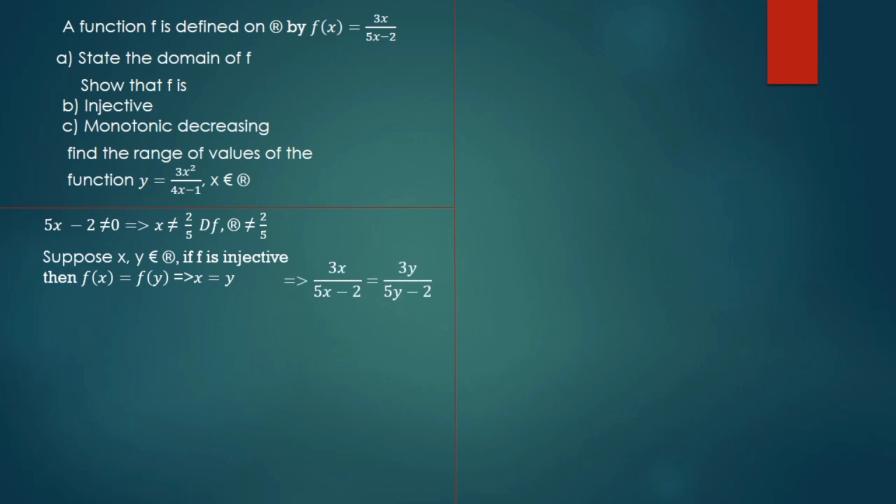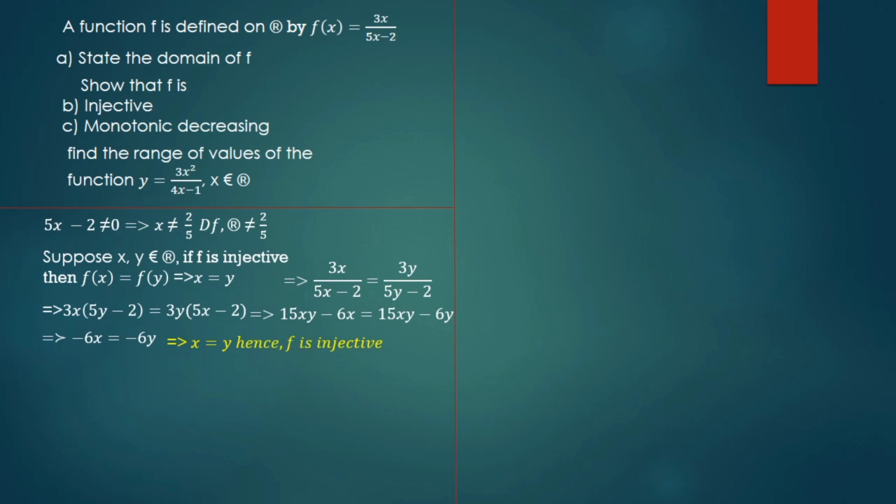And we have f of x to be 3x over 5x minus 2, which is equal to f of y, where we simply replace x by y. We are going to have 3y over 5y minus 2. We cross multiply now, we are going to have 3x into 5y minus 2, which is equal to 3y into 5x minus 2. Open the brackets guys, we are going to have 15xy minus 6x equal to 15xy minus 6y. But we have 15xy on both sides, so we can cancel them off. Then we are going to have negative 6x equal to negative 6y. Therefore, if we divide both sides by negative 6 now, we are going to have x to be the same as y. Hence, f is injective.